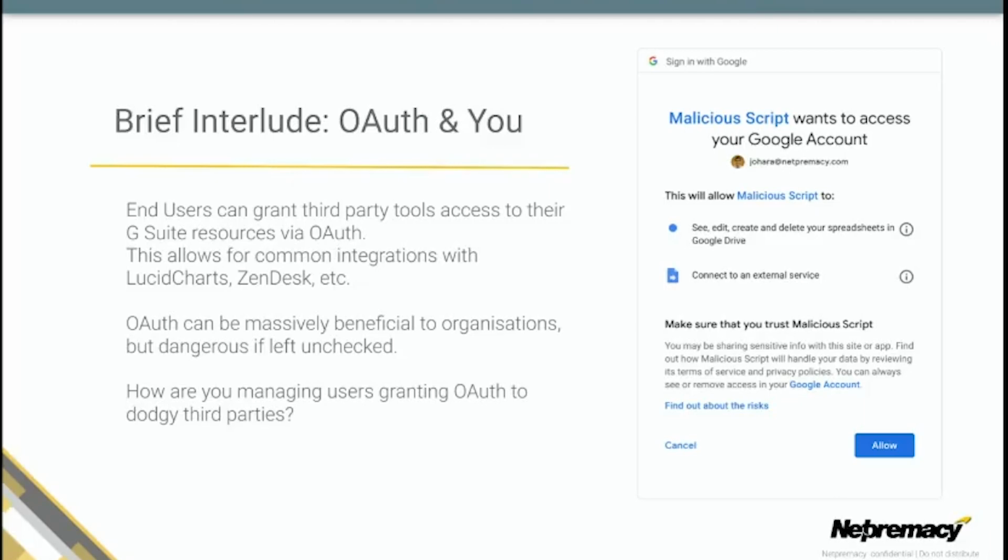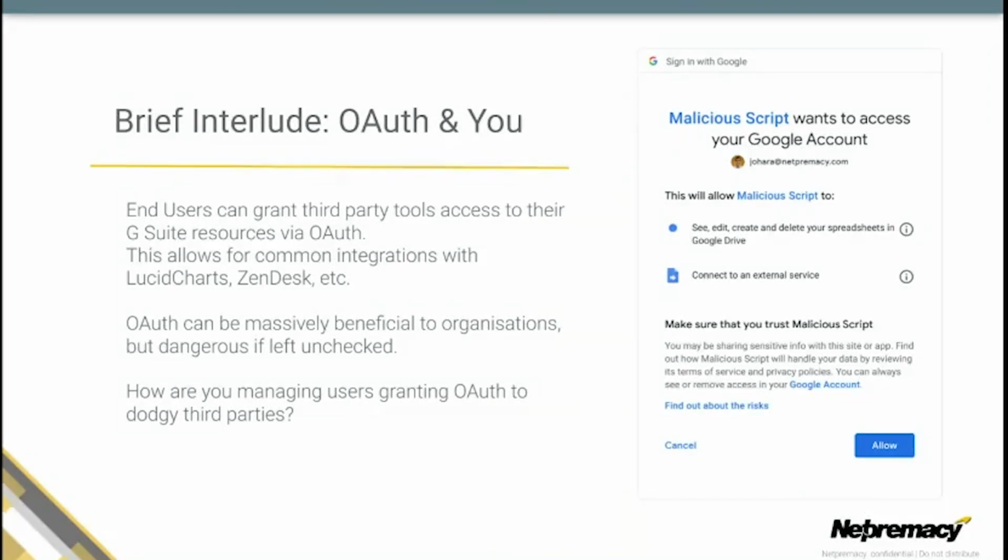But the question is, how are you protecting your users from blindly allowing access to any third-party app? If a user allows a third party, what checks and balances are in place for your organization to prevent that third party from reading, making a copy of, or indeed deleting all that user's data? In the image on the right, this app, which is mischievously titled Malicious Script, would be allowed to see, edit, create, and delete all of my spreadsheets in Drive. And if I clicked the big blue Allow button, it would also be allowed to connect to an external service, but I don't have any more information.